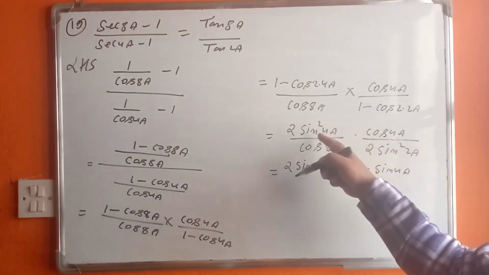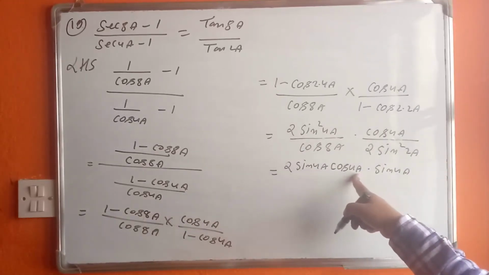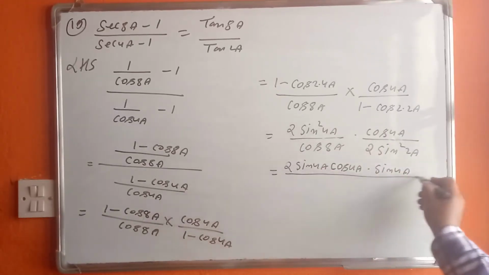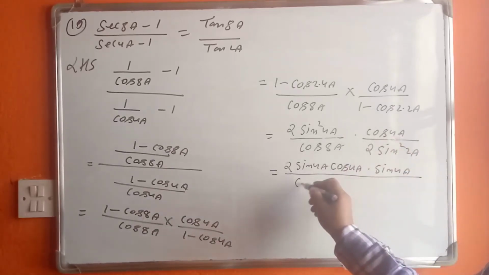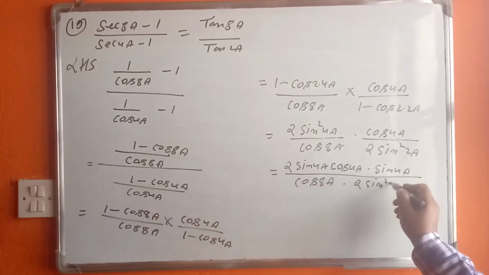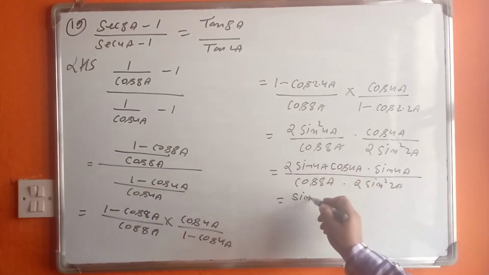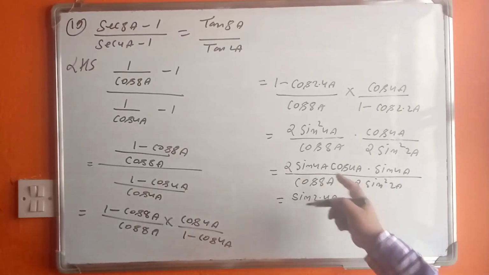Sin square 4a means sin 4a into sin 4a. So one sin 4a here I am arranging and another I have arranged like that. This also put in front. Now this cos 8a as it is. This 2 sin square 2a also as it is. Now this 2 sin a cos a again, sin 2 into 2a. Sin 2a formula is 2 sin a cos a, means here 4a.